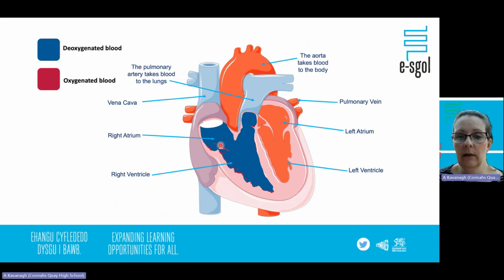So that blood that's deoxygenated comes in through the vena cava, right atrium, right ventricle, pulmonary artery, picks up oxygen there, and then comes back through the pulmonary vein into the left atrium, left ventricle, and then out through the aorta around the body.